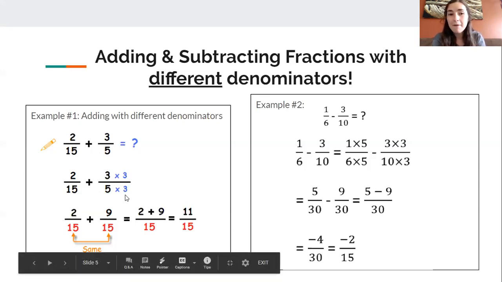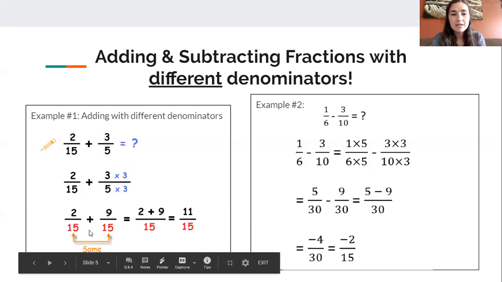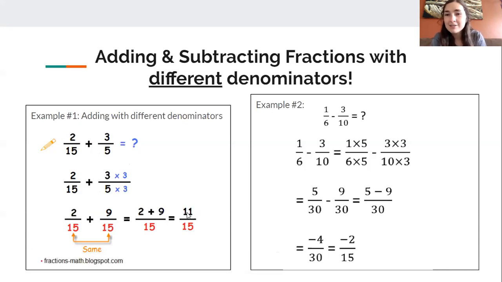We're going to multiply the top and bottom by 3. So 3 times 3 and 5 times 3. We'll end up with 2/15 plus 9/15. And now we have the same denominator. So 2 plus 9 is 11, and we have 11/15 as our answer. And 11 is a prime number, so you don't have to simplify anything. Yeah! Okay, let's look at our next example.